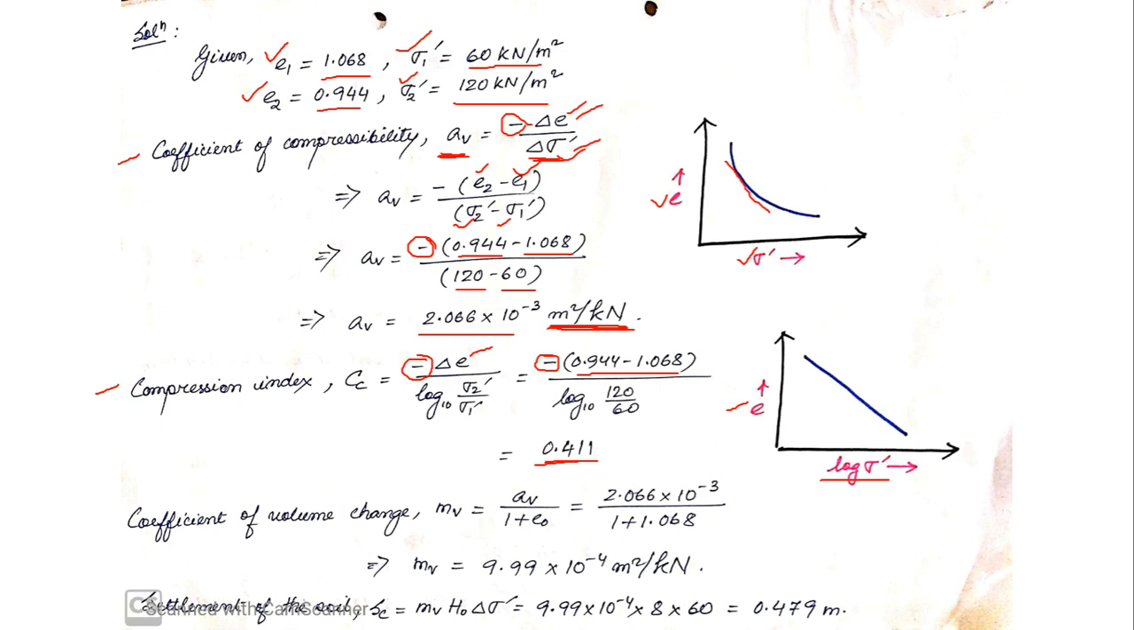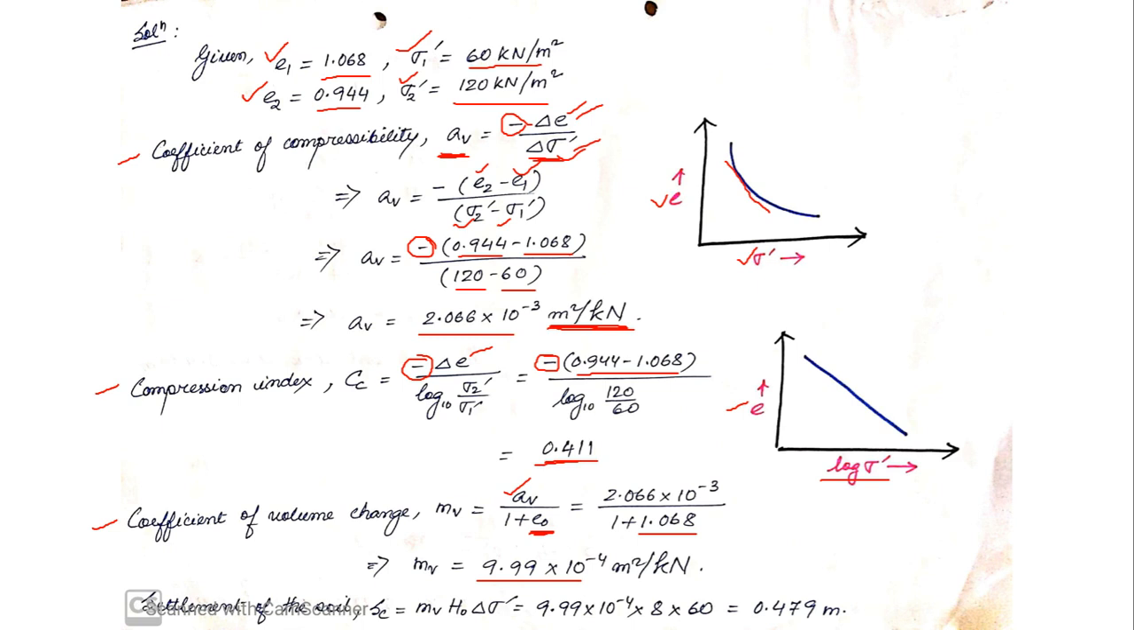So next is the coefficient of volume change. It's quite easy to calculate. I know the value of av, which I have just calculated, and I need to know the initial void ratio. The initial void ratio in my case was 1.068. So the result turns out to be 9.99 into 10 to the power minus 4, and the unit is meter square by kilonewton. Now if I am to calculate the settlement of the soil mass, it can be calculated in many ways.